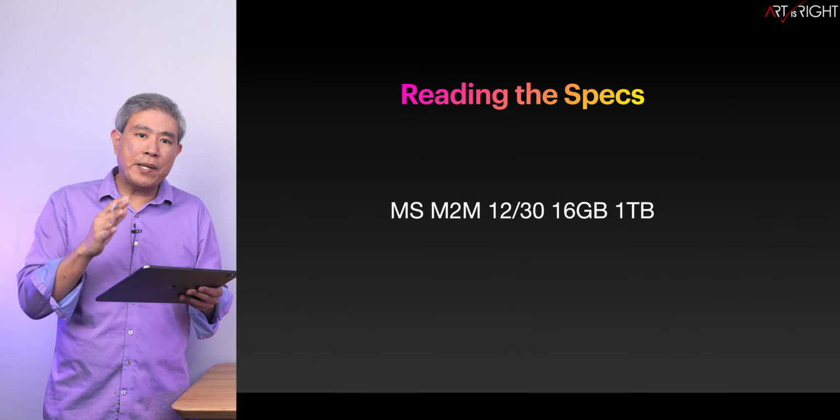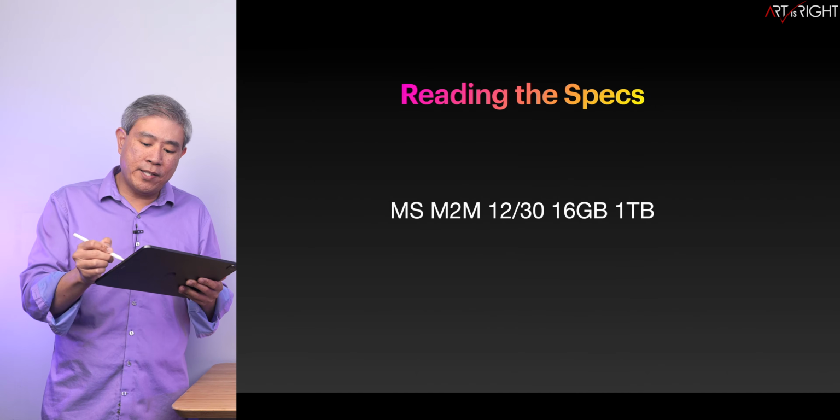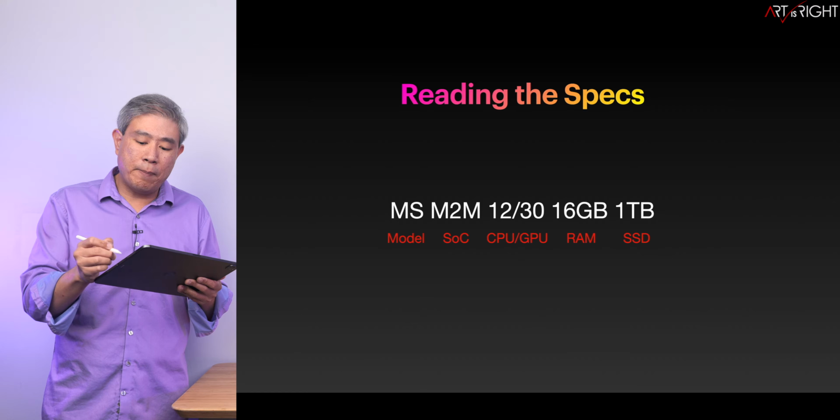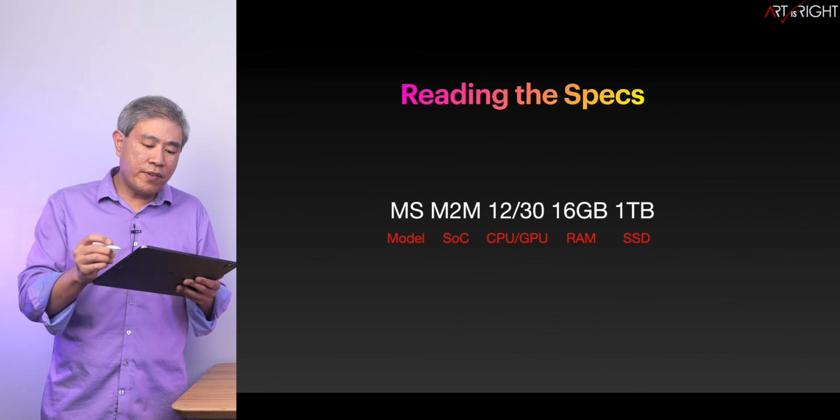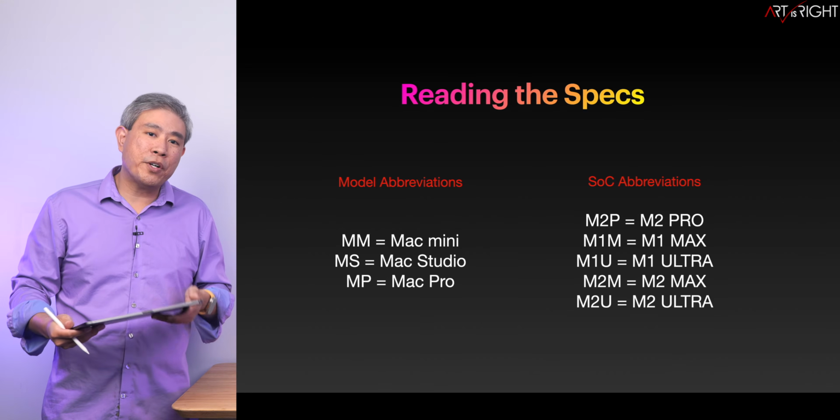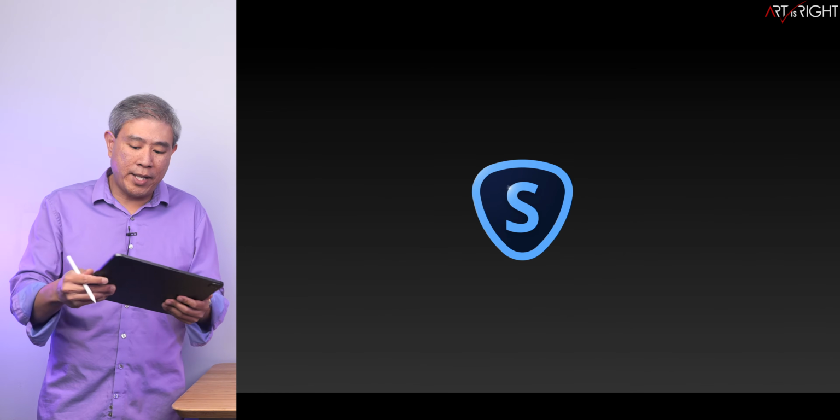Now, here's some information on reading a spec. I'll leave a link to this in the description too, so if you want to come back to this, you can. Here's the abbreviation chart for the specs, and we are going to start out first with Sharpen AI.